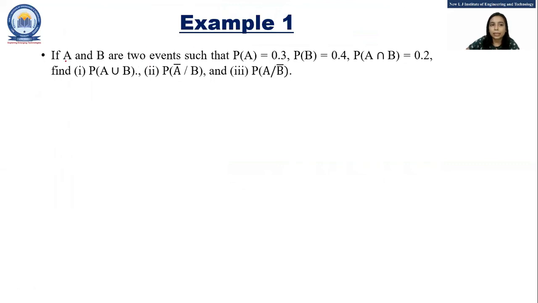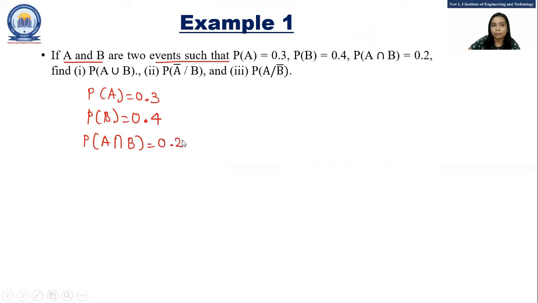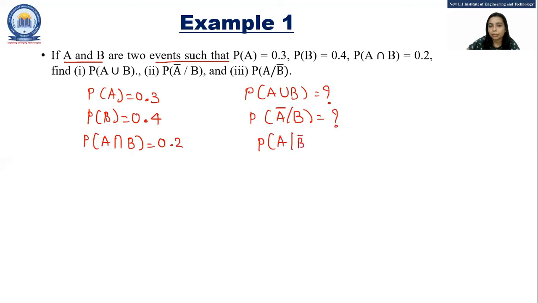So the first example is that A and B are two events such that P of A is 0.3, P of B is 0.4 and P of A intersect B is 0.2. Here we have to find, first, P of A union B, then P of A bar by B, and then P of A by B bar.